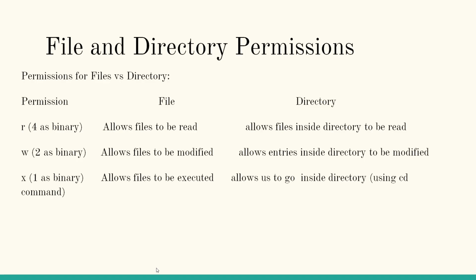But the execution here is, as you can see, as binary, and it allows files to be executed. For example, we have .python files, .java files, .c++ files, etc., and .sh, which is a bash script file. Don't worry, we will cover that in detail later on. So if this file has the execution permission, it can be executed.